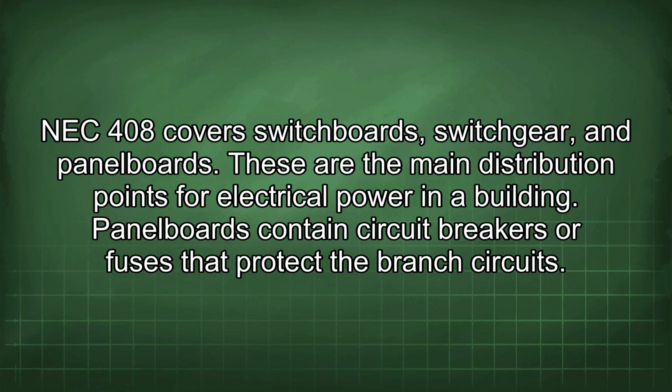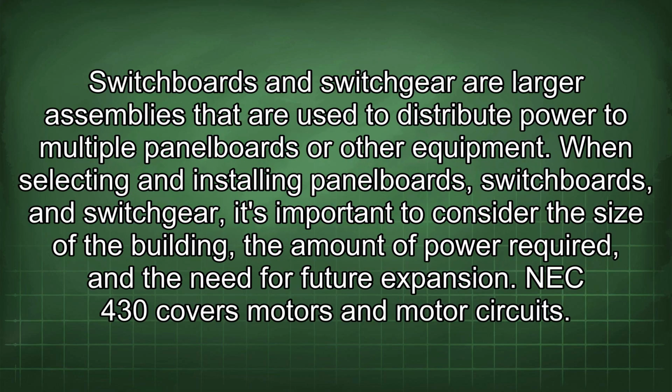These are the main distribution points for electrical power in a building. Panel boards contain circuit breakers or fuses that protect the branch circuits. Switchboards and switchgear are larger assemblies that are used to distribute power to multiple panel boards or other equipment. When selecting and installing panel boards, switchboards, and switchgear, it's important to consider the size of the building, the amount of power required, and the need for future expansion.